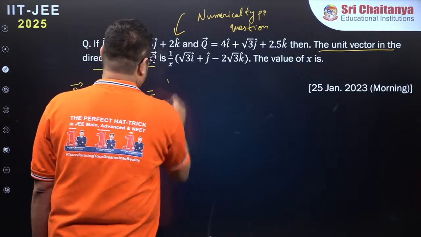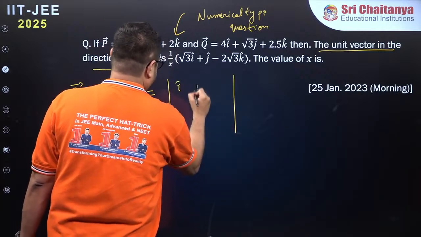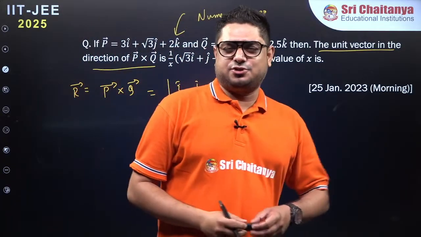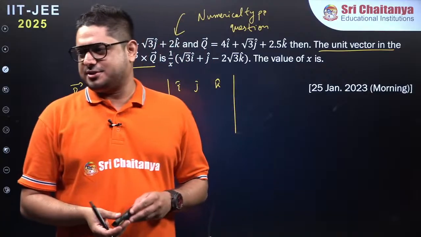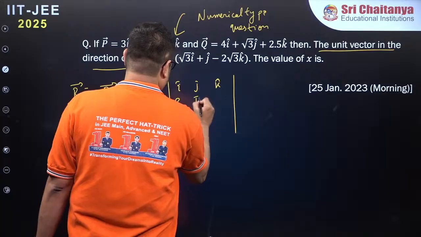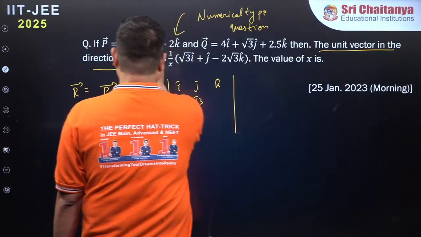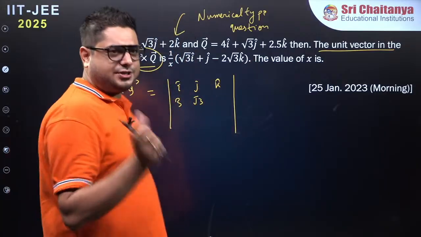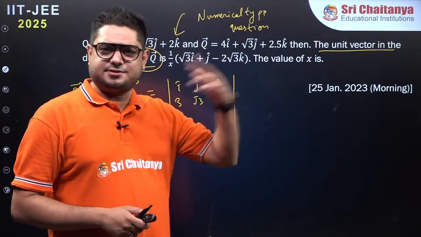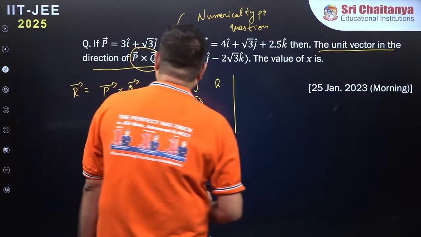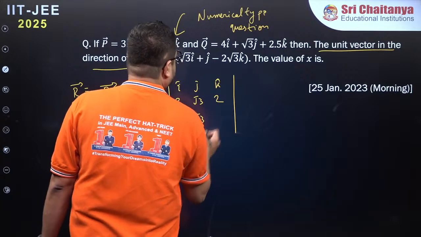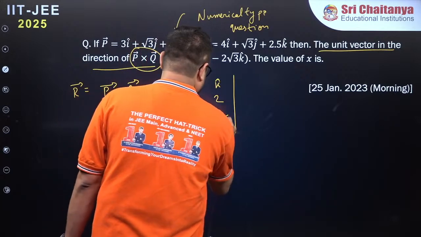R vector is P cross Q, and you need to solve this determinant with i cap, j cap, k cap. Yesterday for half an hour, if you can recall, we solved n number of questions based upon this, isn't it? So what we have to do over here: the coefficients of P along i cap, j cap, k cap are required to be written in the second row. You know that very well. So 3, root 3, 2, and over here I will have 4, root 3 and 2.5, isn't it? So you just need to solve this cross product.